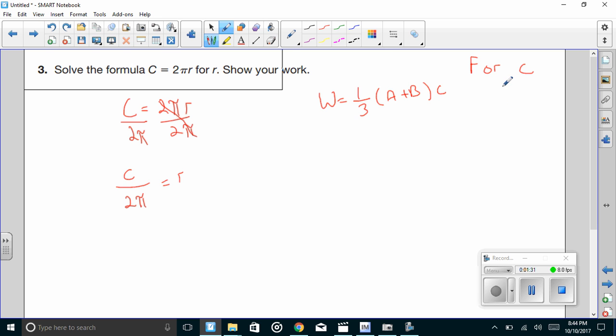Now here we want to solve for C. We've got W is equal to 1/3 times A plus B and also times C. So the first thing we want to do is try to get rid of this fraction. And remember, we're trying to isolate C by itself. So to get rid of this fraction, what I want to do is multiply by 3 on both sides. So I have 3 times W is equal to 3 times 1/3 A plus B C.